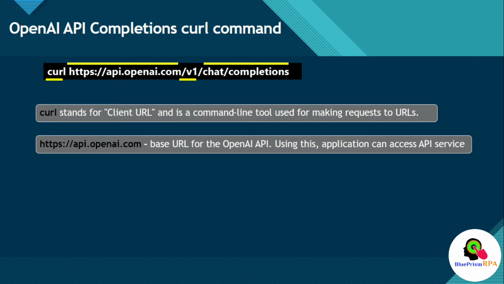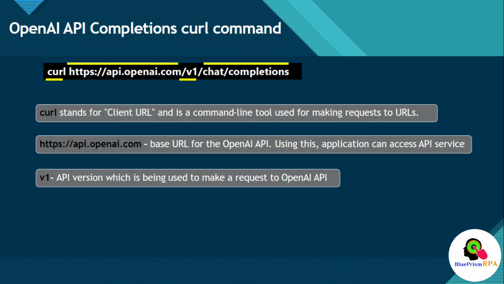This is the base URL for the OpenAI API, and using this, the application can access the API service. Now what is this V1? Whenever we see this V1 or V and a number, it means this is the version, right? So this V1 is the API version which is being used to make a request to the OpenAI API.